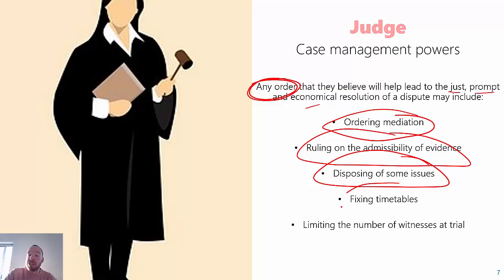Moving on. Judge can fix timetables, a really important point around the prompt resolution of a dispute, putting time limits on parties. If parties don't meet those time limits, then there can be consequences, and limiting the number of witnesses at trial as well to make sure that parties aren't unnecessarily calling people to perhaps lengthen the dispute and make it cost more money for the other party, which helps with that economical resolution of the dispute as well. So really wide-ranging powers that a judge holds.